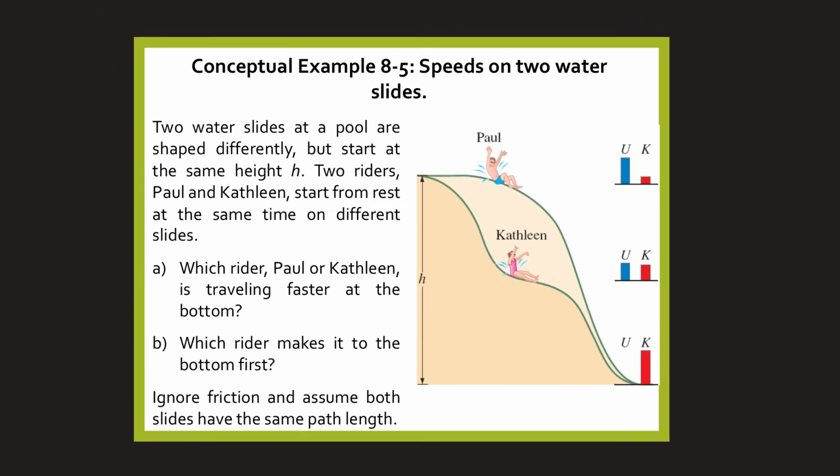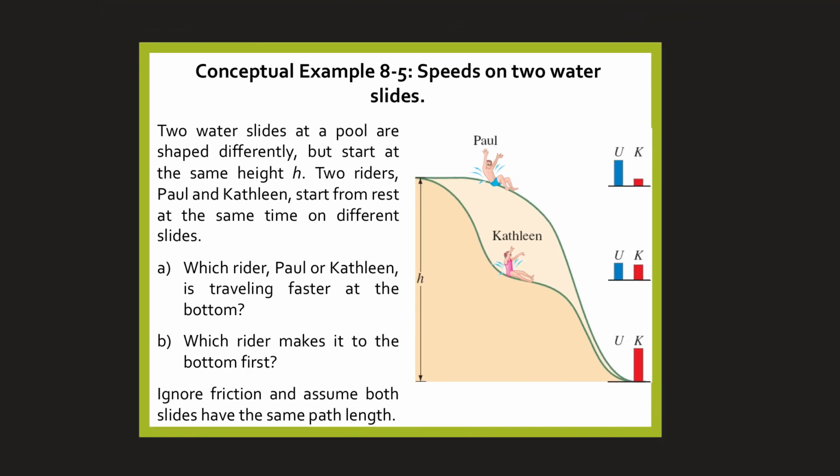Okay, this is one of the conceptual questions. Two water slides at the pool are shaped differently but start at the same height. Two riders, Paul and Kathleen, start from rest at the same time on different slides. Which rider, Paul or Kathleen, is traveling faster at the bottom? The answer is both.